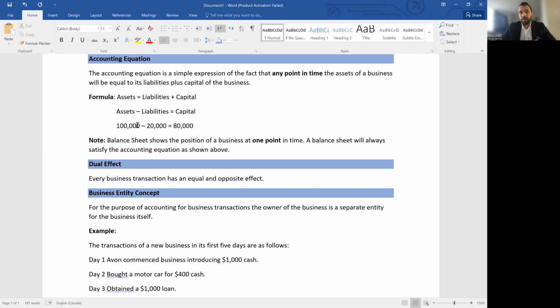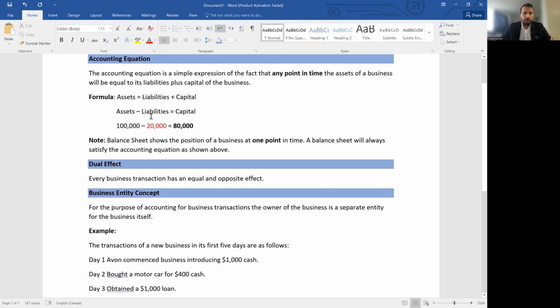Out of this 100,000, the 20,000 belongs to the third party or the lenders. That 80,000 belongs to the owners or the shareholders. So this 80,000 is the net interest or the net investment of the owners in the business. Okay, I hope you get what the accounting equation is.